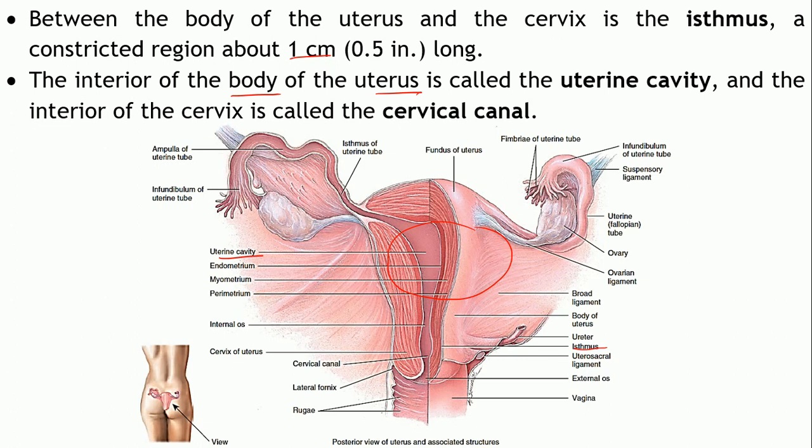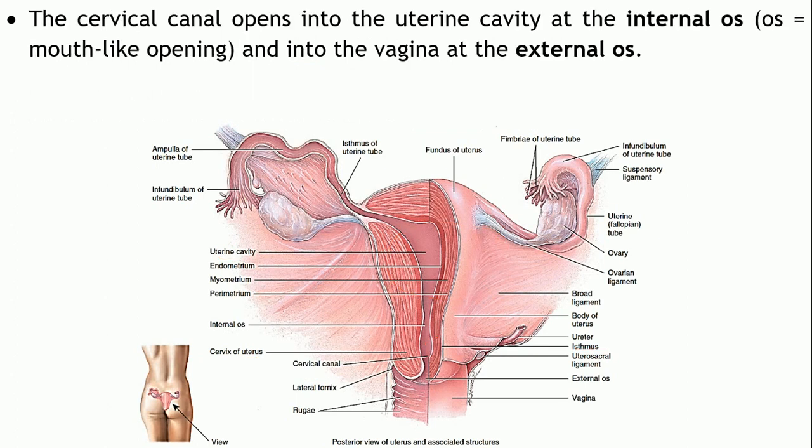And the interior of the cervix of the uterus, this last part, is known as the cervical canal. Now this cervical canal opens into the uterine cavity, and that opening is known as the internal os. Os means mouth-like opening. So the opening of the cervical canal into the uterine cavity is known as the internal os.